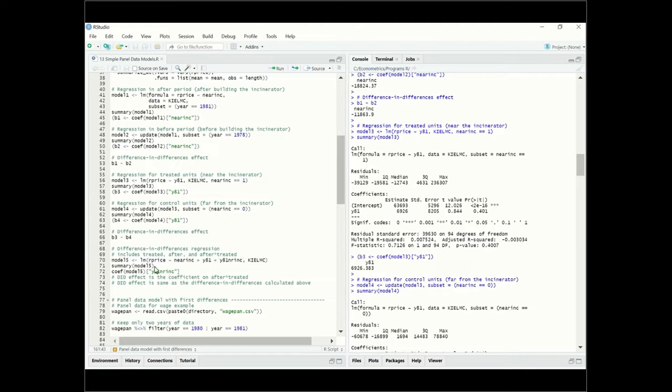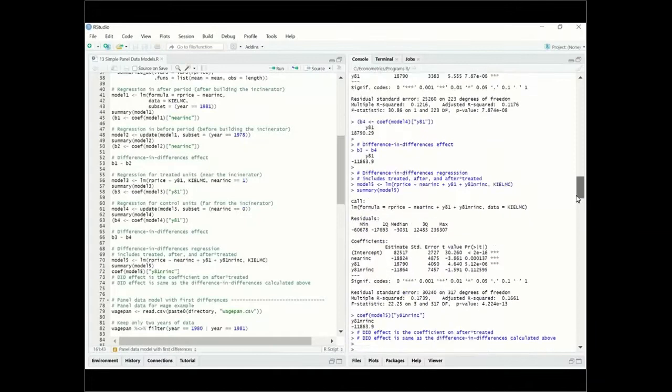So here we have that the house price is regressed on near the incinerator. So that's our treated dummy variable. Then we have y81. This is the dummy variable for the after period. And then we have the interaction of these two terms. So any difference in differences model needs to have these three terms here. So once we estimate this model and summarize it, the coefficient on the interaction term here would be that difference in differences effect that we see.